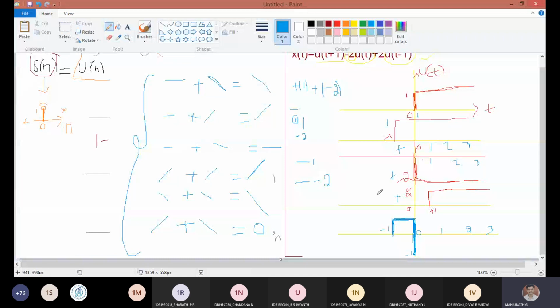If I am adding this and this, constant plus constant means the signal should be constant. Agree? Yes, sir. What is the amplitude? -1, sir. From 0 to 1, the signal retains its position.